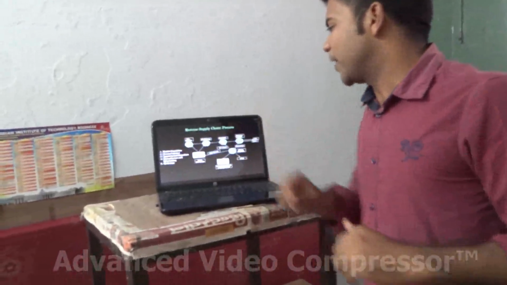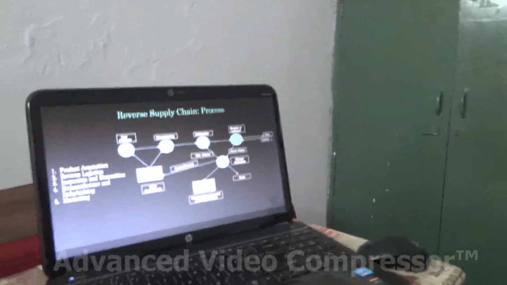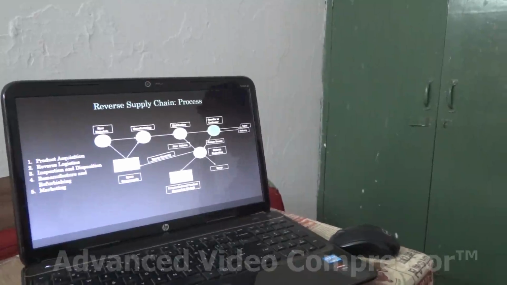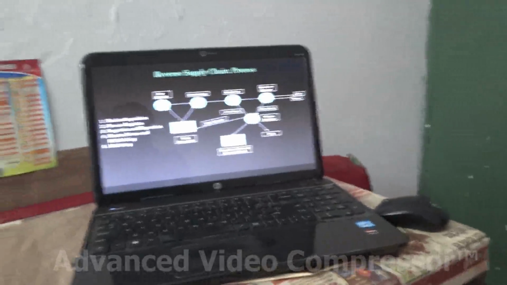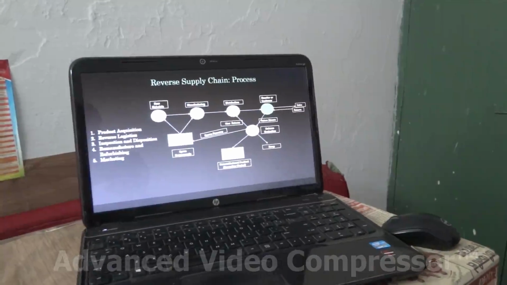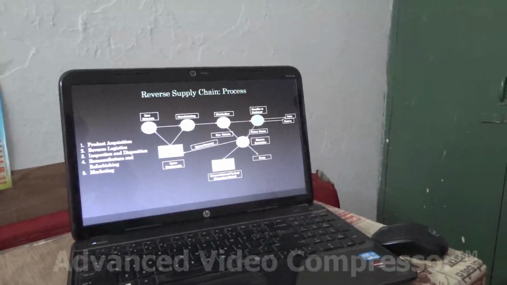Third process is inspection and disposition, that is when the return products are obtained, then the products are evaluated, assessed, and the most profitable decision is made on the condition of the product, whether they are to be sent to scrap or remanufactured or refurbished or directly sent to the distributor or some spare parts to be used.